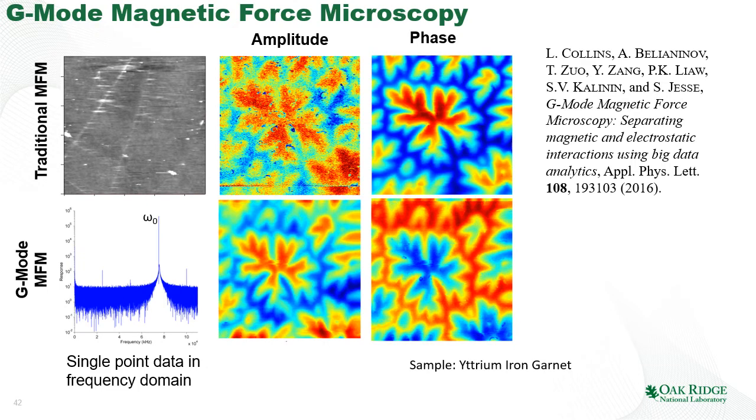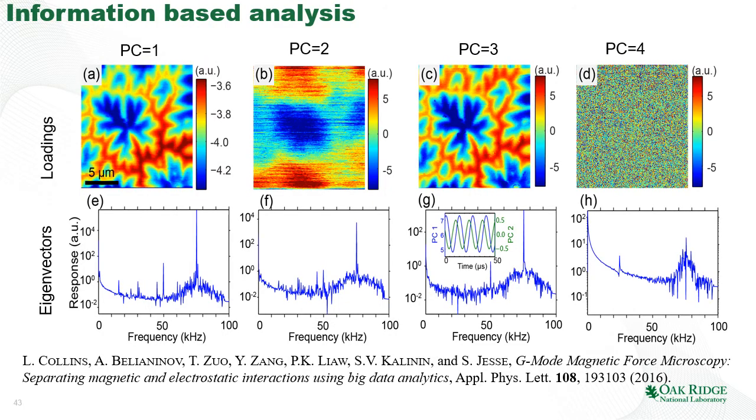Nonetheless, we have this G-mode method. We can apply it to tapping mode. We can apply it to magnetic force microscopy. We can apply it to PFM. So this is an example of the imaging of yttrium iron garnet in the classical MFM and the G-mode MFM. So we can see a rather beautiful signal. And we get a lot of additional information by exploring the loading maps and seeing the details of the ferromagnetic domains and corresponding response frequencies.